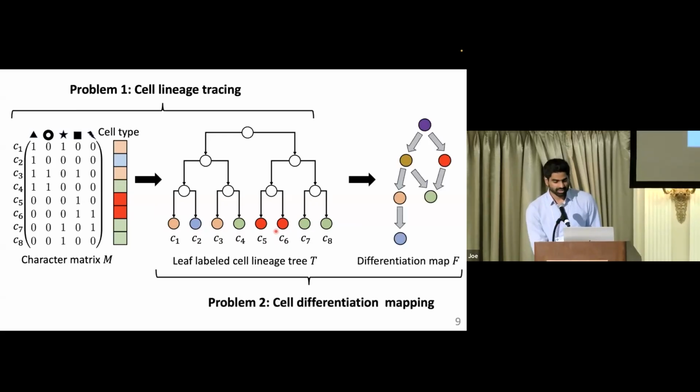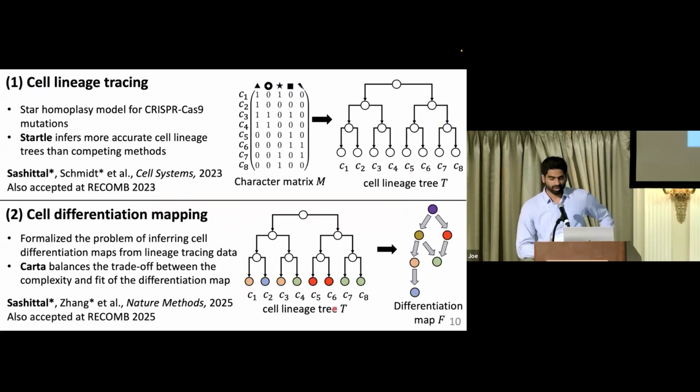The second problem is, once you're given a leaf labeled cell lineage tree, how do you use that to build the cell differentiation map? How do you tell what kind of cell type transitions occur during development? We call this the cell differentiation mapping problem. And these are the two problems that I'm going to talk about today.